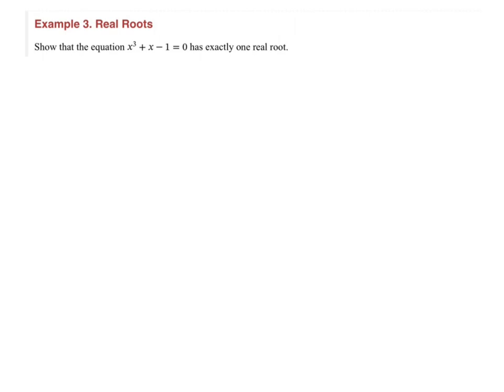Okay, so the first thing we want to think about is, is it continuous? Is this function continuous? Yes, it is continuous. Is it differentiable? Yes, it's a polynomial function. Okay, so it says since f is a polynomial, it is differentiable and continuous everywhere.